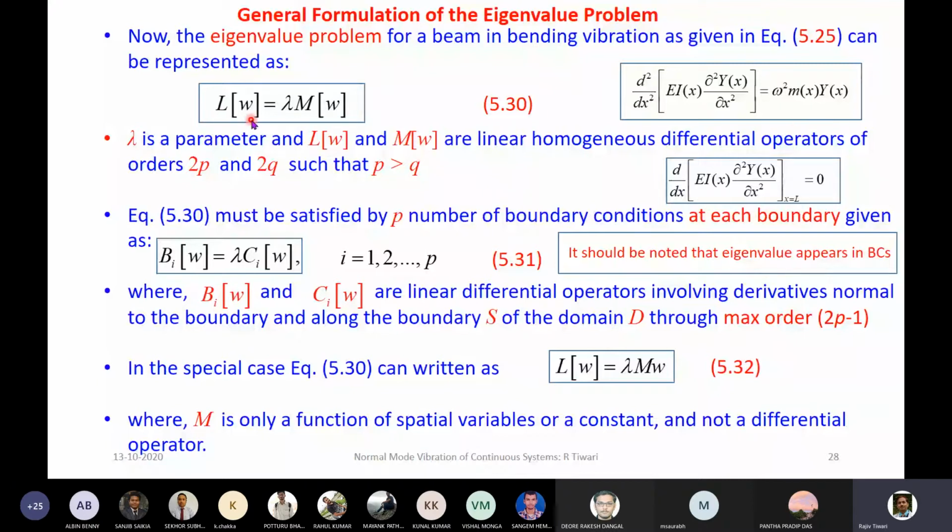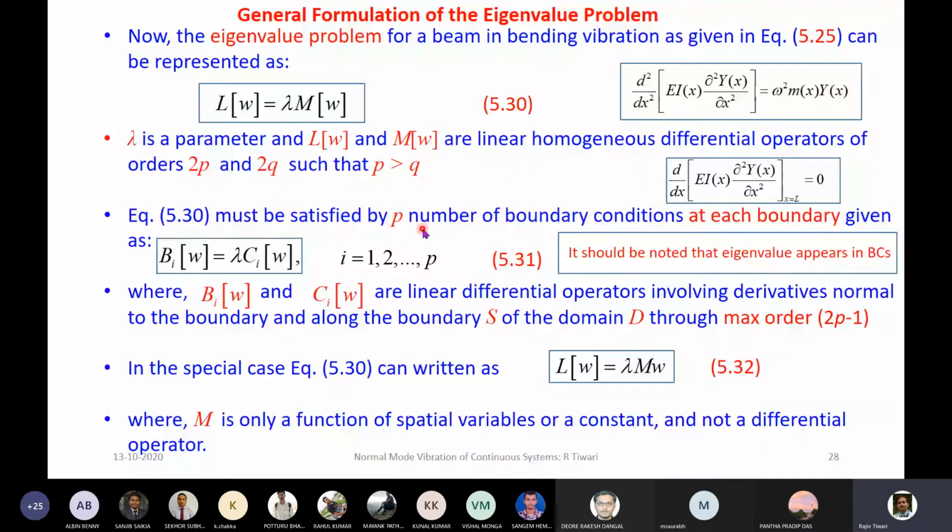So L operator and M operators are linear homogeneous differential operators. The L operator is having order of derivative equal to 2p. That is very important to understand. The L operator is having derivative order 2p, and the M operator is having derivative order 2q. And in general, we will find that p will be greater than q.